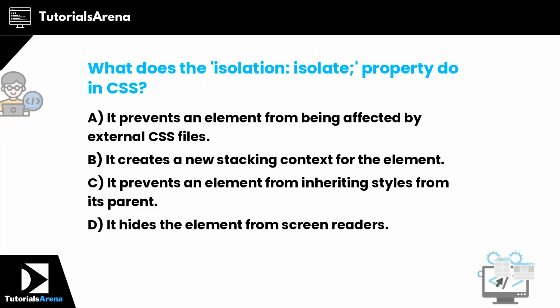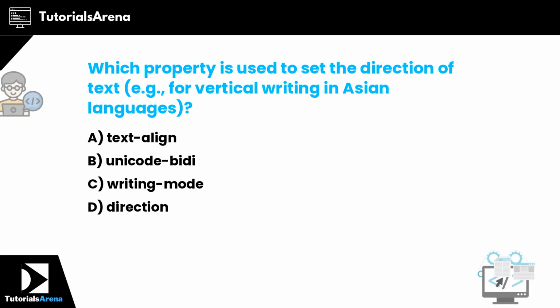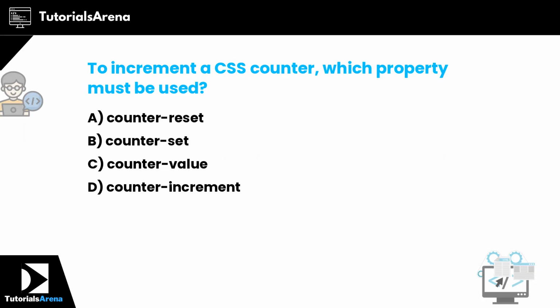What does the isolation property do in CSS? The correct answer is option B. It creates a new stacking context for the element. Which property is used to set the direction of text, e.g., for vertical writing in Asian languages? The correct answer is option C, writing-mode. To increment a CSS counter, which property must be used? The correct answer is option D, counter-increment.